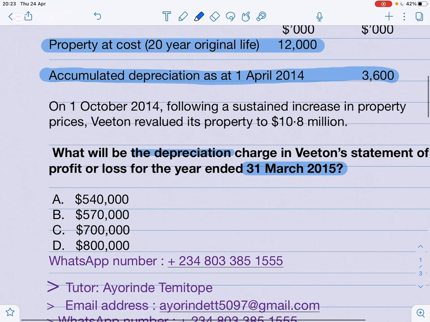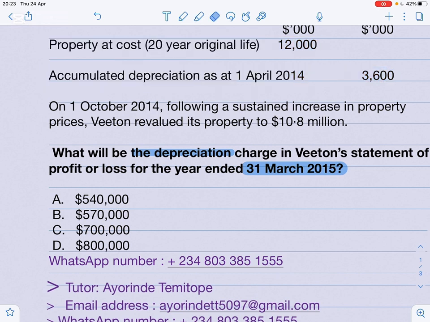So we have this other bit that says, on 1st October 2014, following the sustained increase in property prices, Vinton revalued its property to $10.8 million. So there are two things I need you to be conscious of here. You have the date of the revaluation exercise to be 1st of October 2014, and then the revalued amount is given to us in the question to be $10.8 million.